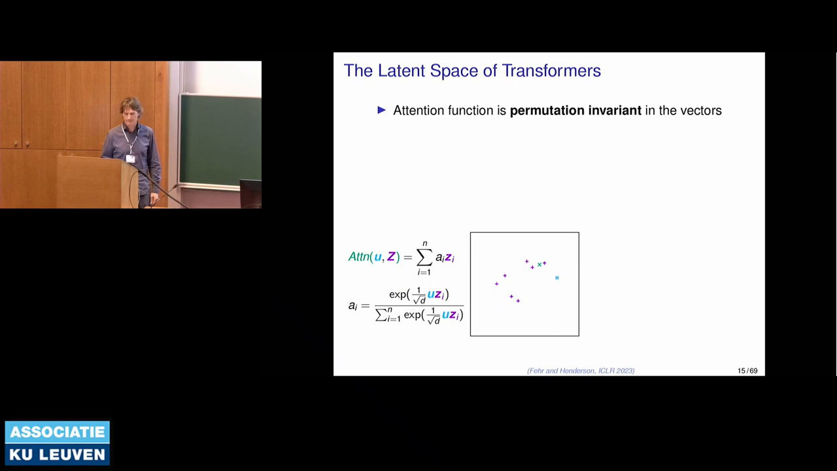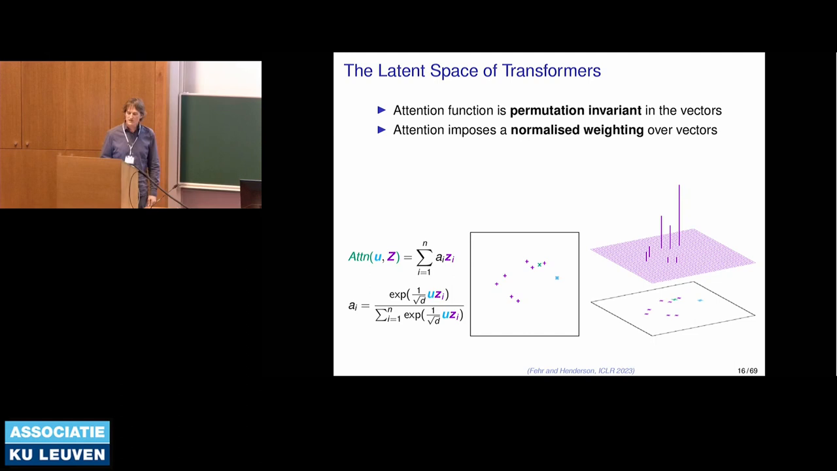This is just standard dot product attention. So let's analyze that in more detail. First thing to note is that this function is permutation invariant, right? The indices here don't matter. I could re-index everything, I'd get exactly the same function. So the order is not important. We can just plot these vectors in a vector space and treat it as a set.